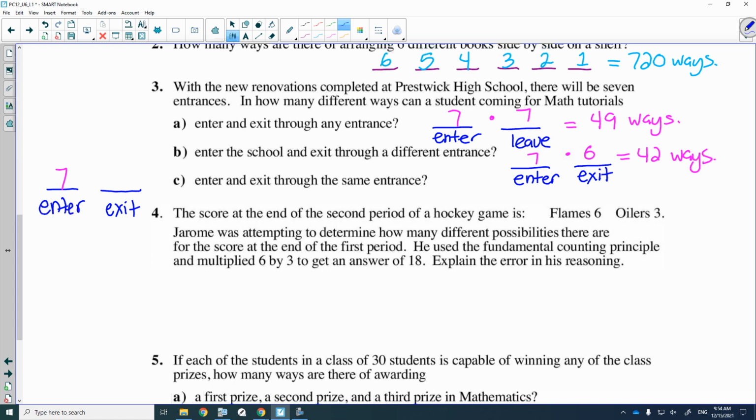and it has to be the same door that you came through. So you had seven doors to choose from when you get there. You picked one of those doors, so you must exit from that same door. There is only one choice there. It's the door that you entered. Seven different ways that you could enter your school and leave out that exact same door.